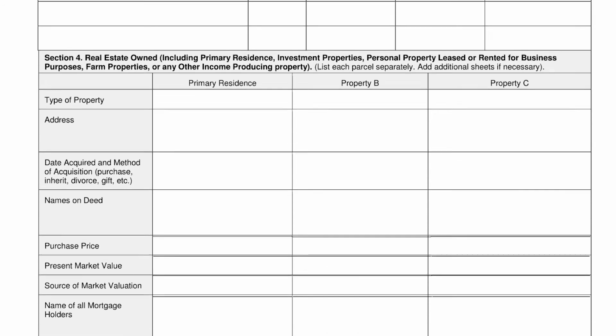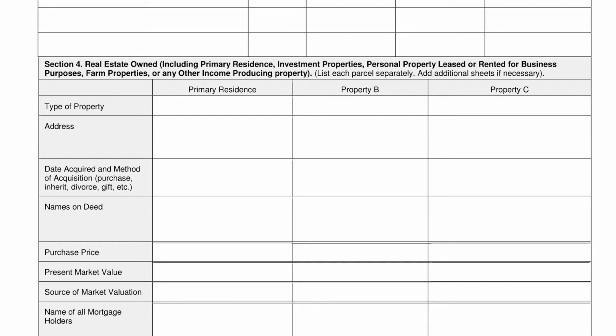List this information for all real estate held. Please ensure that this section contains all real estate owned, including rental properties, vacation properties, commercial properties, personal property leased or rented for business purposes, farm properties, and other income-producing properties, etc. Attach additional sheets as needed.